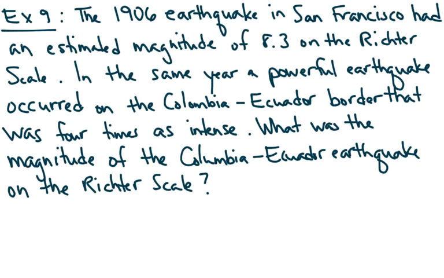In example 9, the 1906 earthquake in San Francisco had an estimated magnitude of 8.3 on the Richter scale. In the same year, a powerful earthquake occurred on the Colombia-Ecuador border that was 4 times as intense. What was the magnitude of the Colombia-Ecuador earthquake on the Richter scale? So we're going to start with the fact that the magnitude, which is the log of I over S, for San Francisco was 8.3.